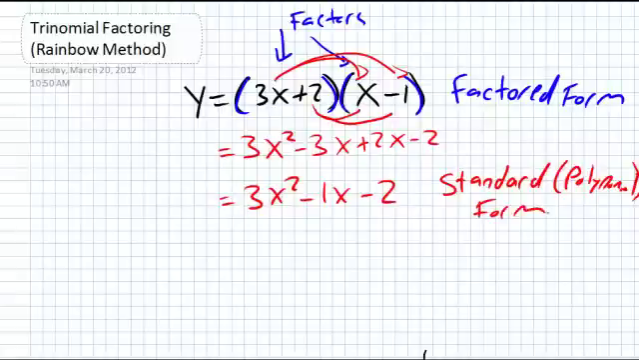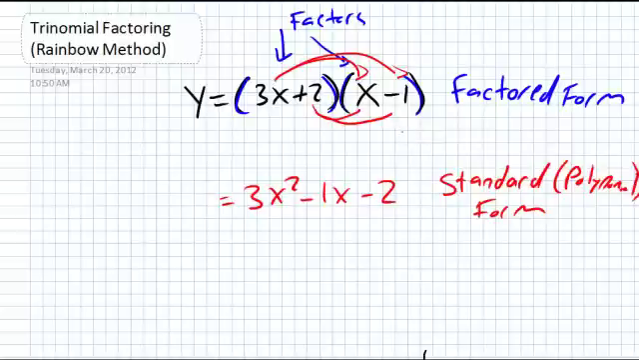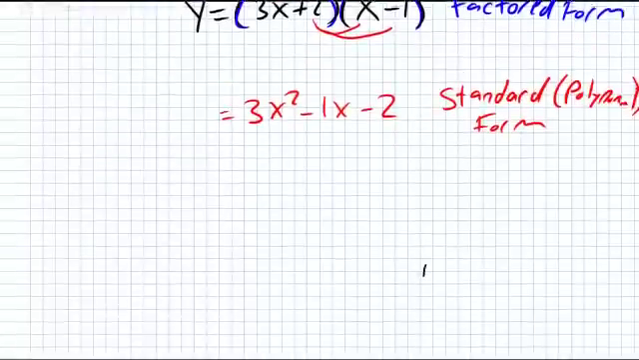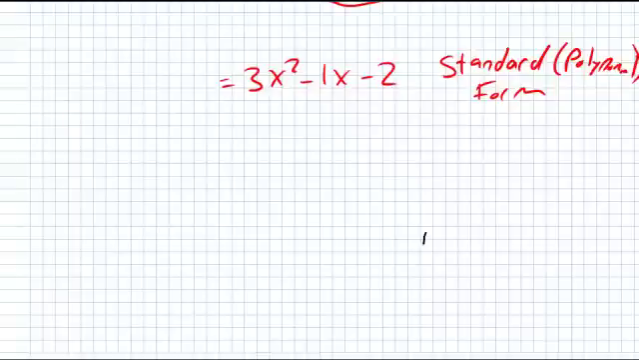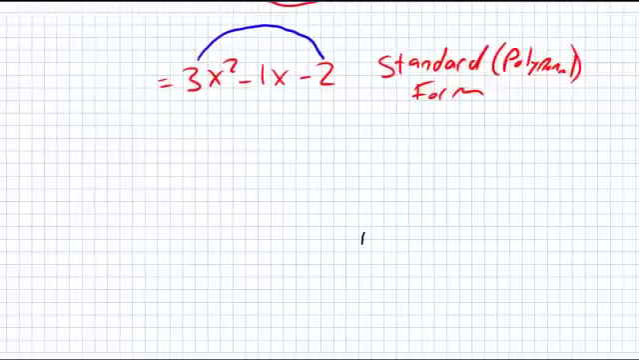Alright, what I want to teach you today is how to go from my standard form into my factored form, how to reverse the operation. To do this, we're going to use something called the rainbow method. Here's why we call it the rainbow method, because we draw a little rainbow above it. The rainbow means multiplication.